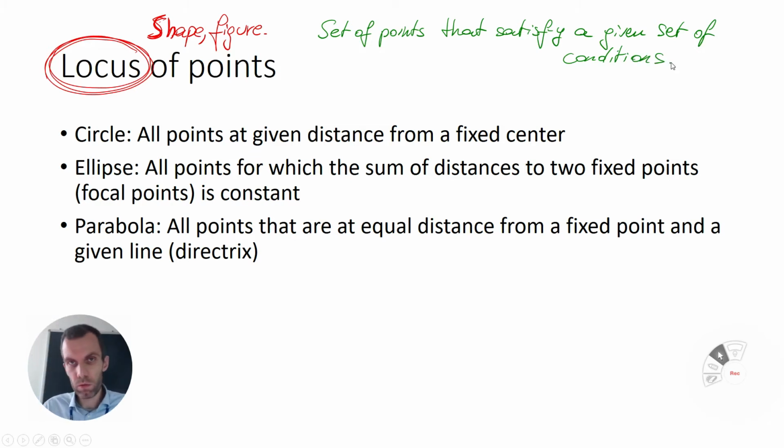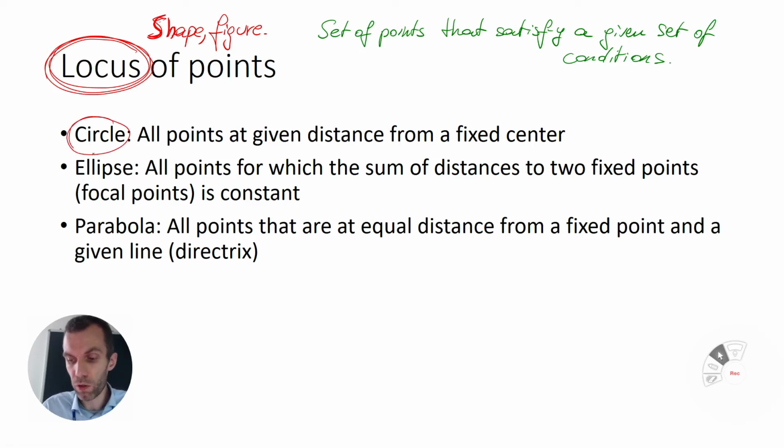So the conditions that you're given typically don't give you just one point, but they have some freedom in them, and all of the points that satisfy the given conditions, those form what we call a locus. And there's a couple of examples here already on the slide. Let's go through each one in turn.